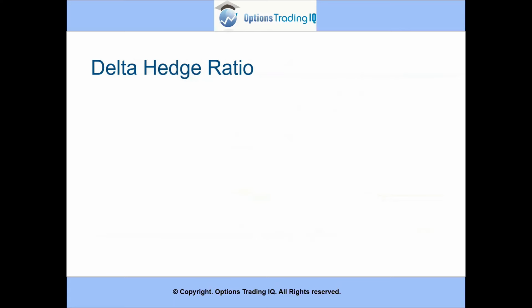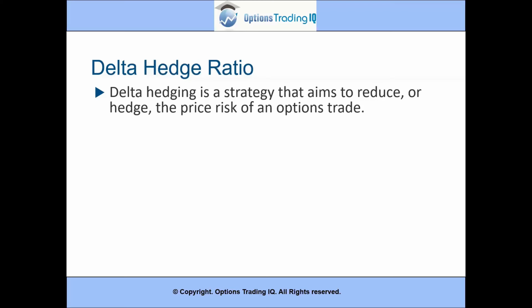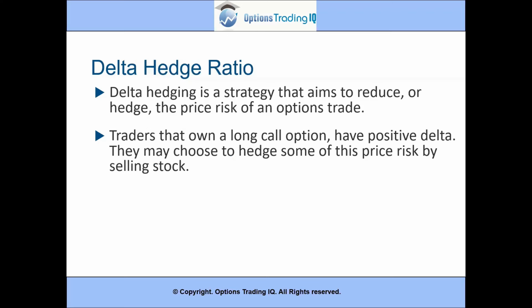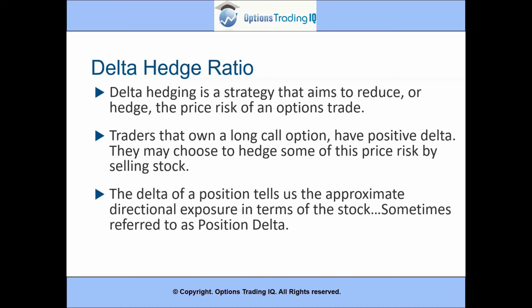Let's look at the delta hedge ratio. So delta hedging is a strategy that aims to reduce or hedge the price risk of an options trade. Traders that own a long call option have positive delta, they may choose to hedge some of this price risk by selling stock. The delta of a position tells us the approximate directional exposure in terms of the stock. This is sometimes referred to as position delta.